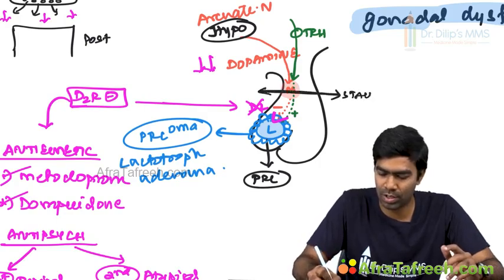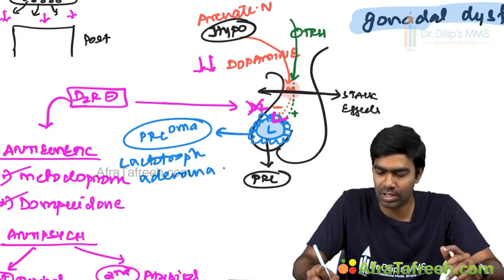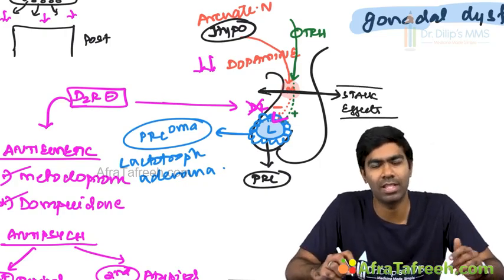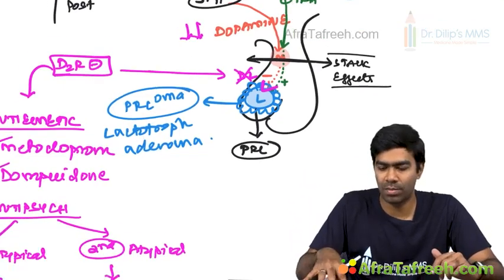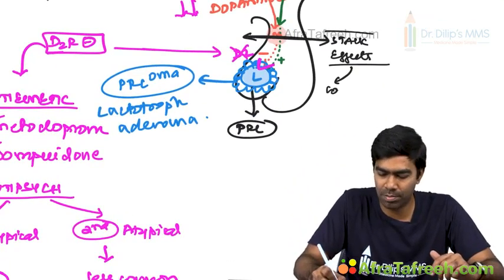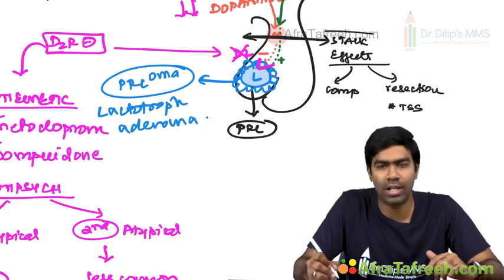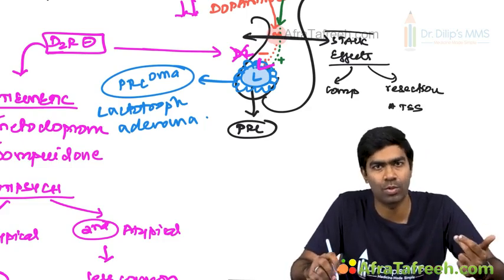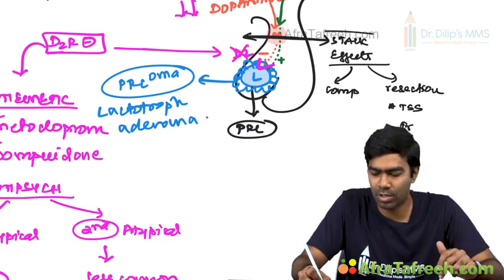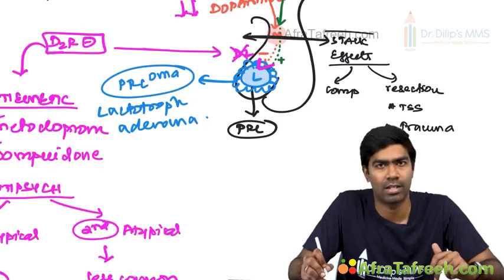These are what we call stalk effects. A lot of other drugs are there; let me come back to that. What do you mean by stalk effect? It could be a stalk compression or a stalk resection. Stalk resection is quite rare. It can happen in a patient who is undergoing a transsphenoidal surgery for resecting a pituitary tumor, or it can happen during a trauma, which is again exceedingly rare.